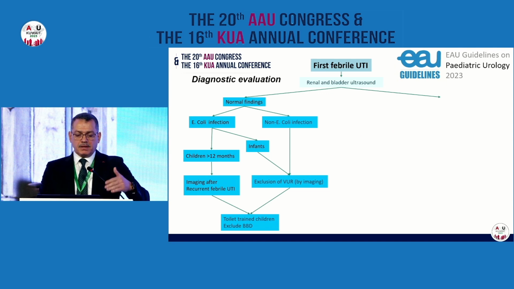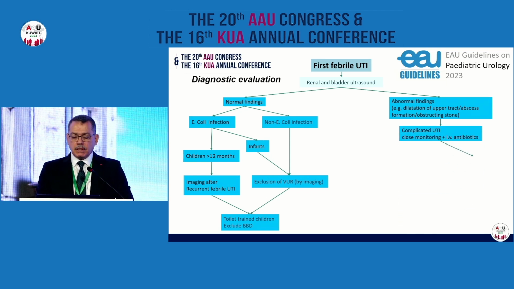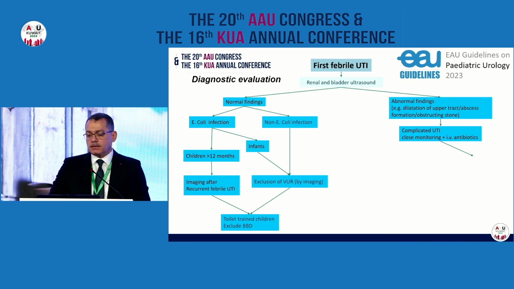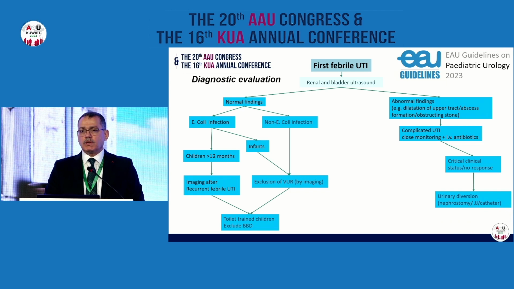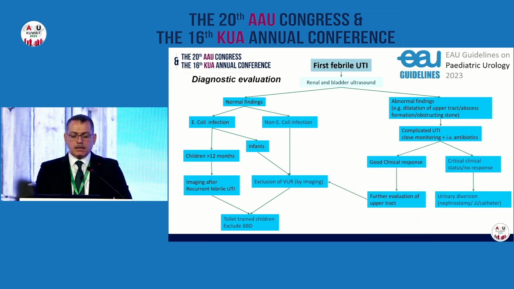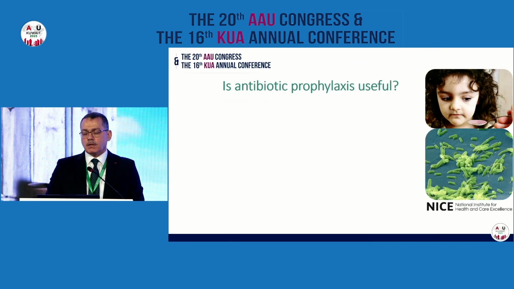In case there is a positive finding by ultrasound, like abnormal findings such as dilatation, abscess formation, or obstruction, then we consider this a complicated UTI, and close monitoring with intravenous antibiotics should be given. If there is no response, then we need to make some sort of urinary diversion, like fixation of a JJ catheter or nephrostomy. And if there is a good response, then after resolving of the UTI, we need to send the patient for assessment also by imaging to exclude VUR.